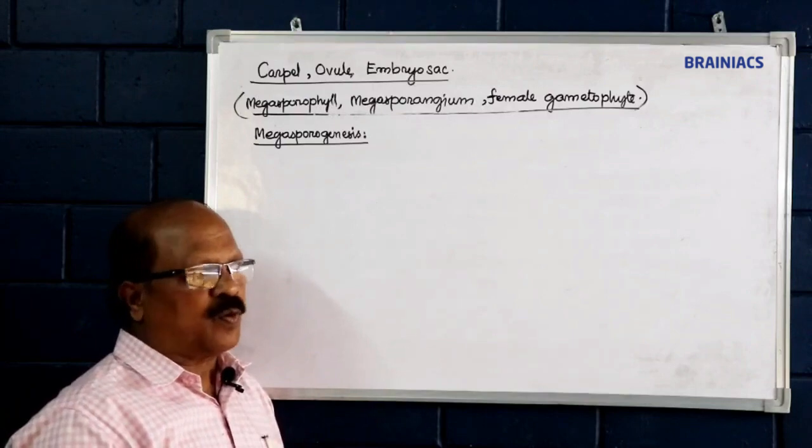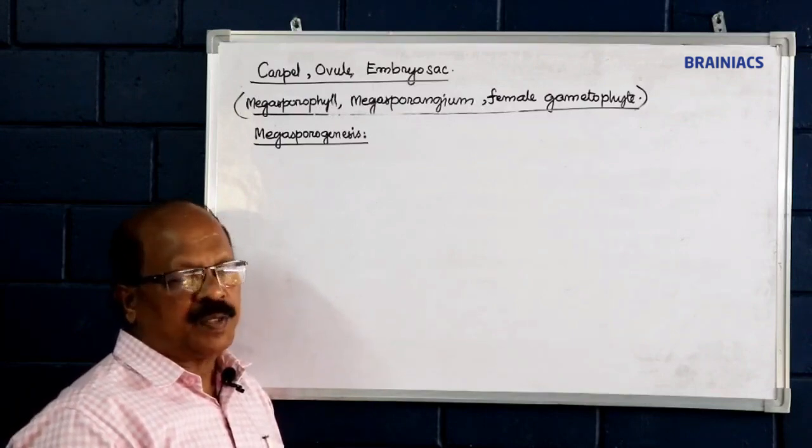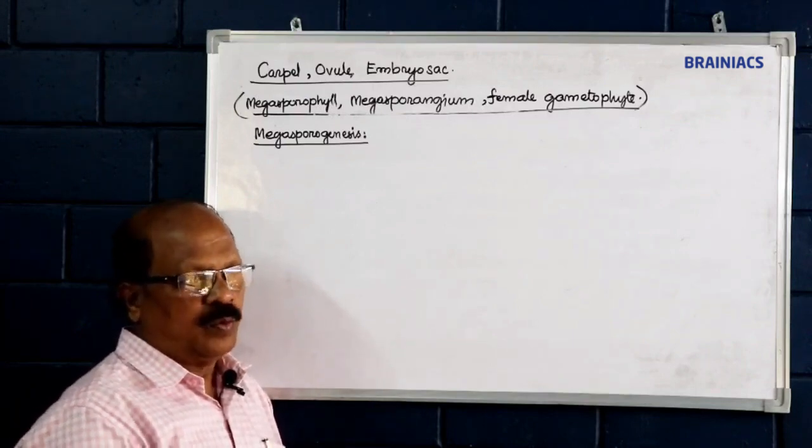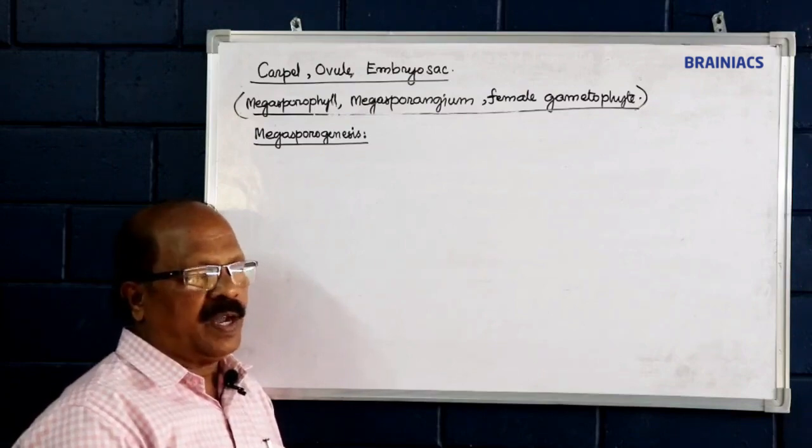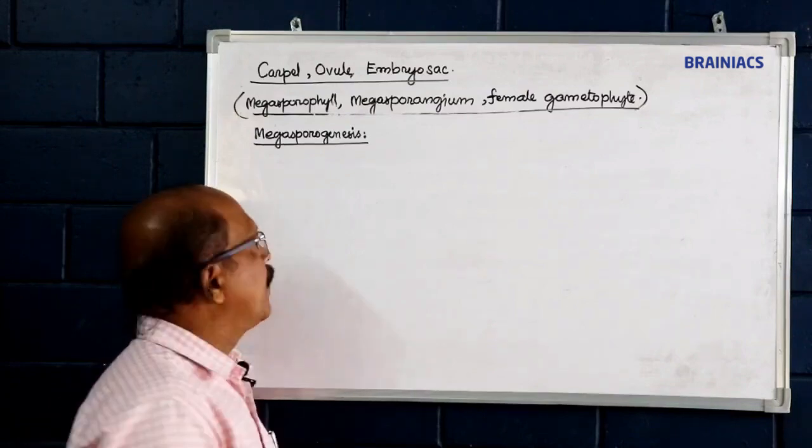Megasporangium producing megaspore. Ovule producing the embryo sac. How and how the development happens in them.